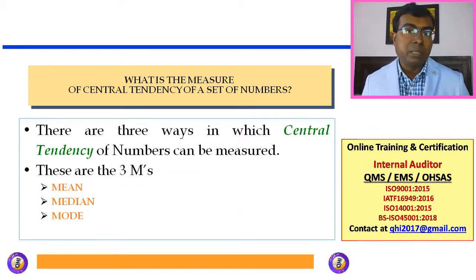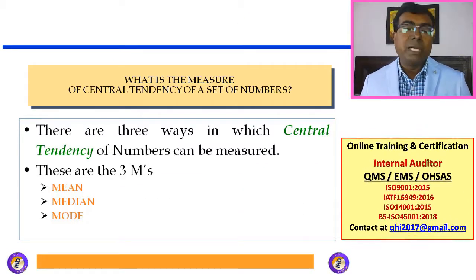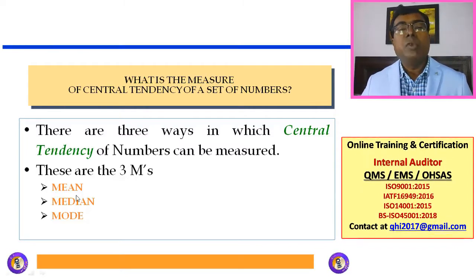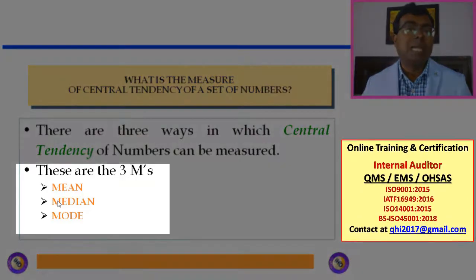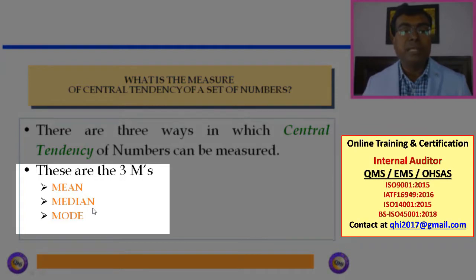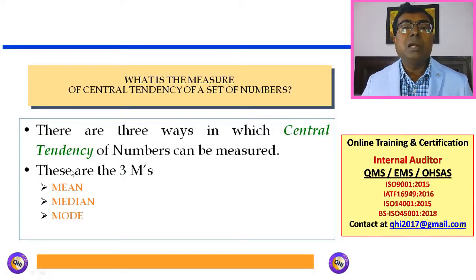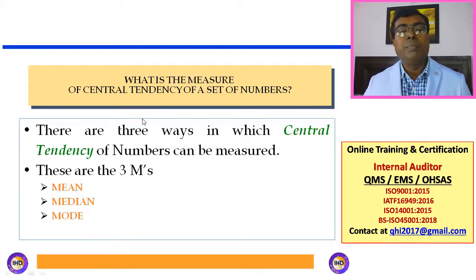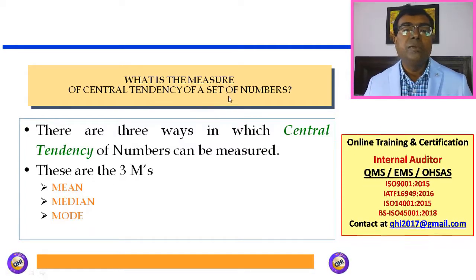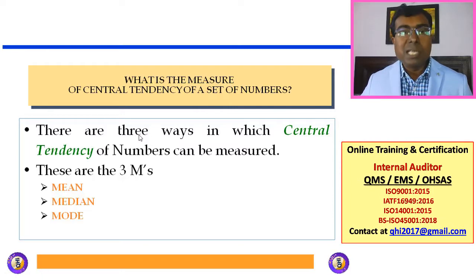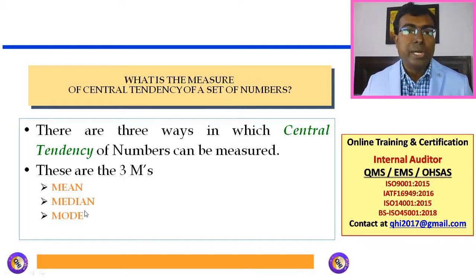if you want to know the central tendency of a set of numbers or a set of data, there are three metrics we can use to understand it. First one is mean, which is also known as average. Second is median, and third one is mode. That means mean, median or mode. Either of these three can be used to know the measure of central tendency for a set of numbers. Now let's understand them one by one in more detail.